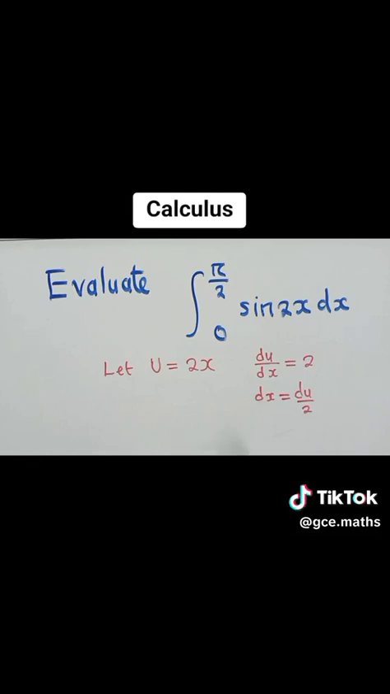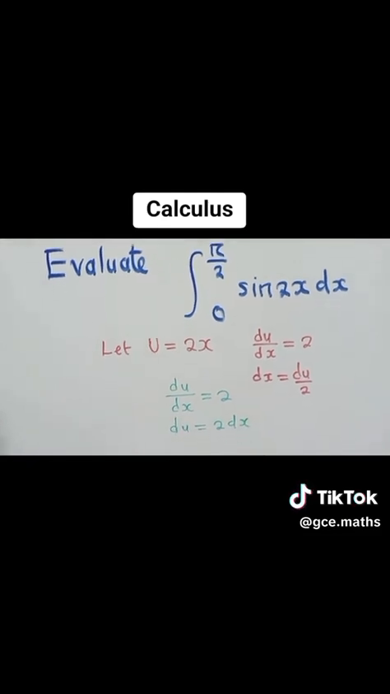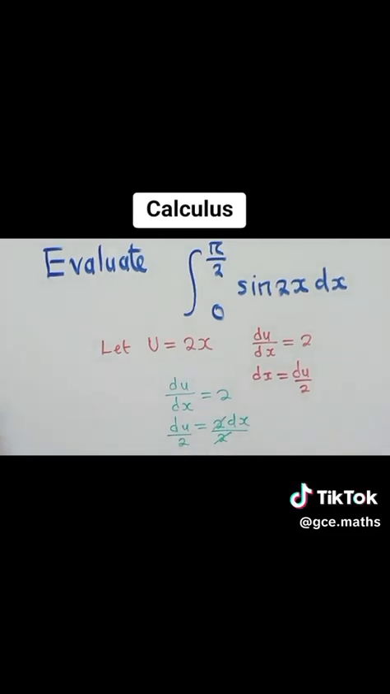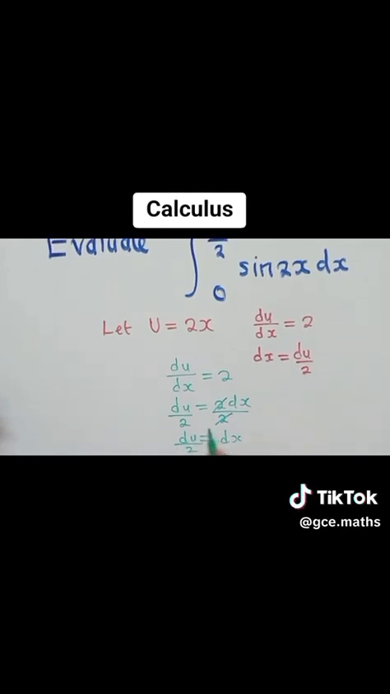Let me just show you what I've done here. Let me just copy. I have du over dx is equal to 2. So I just cross multiplied. So I have du is equal to 2 dx. Okay? This is what I did. And to make dx the subject of the formula, I divided by 2, divide by 2. This and this will cancel. We remain with dx equals du over 2. And this is what we have right here. It's very important. We need to use it.